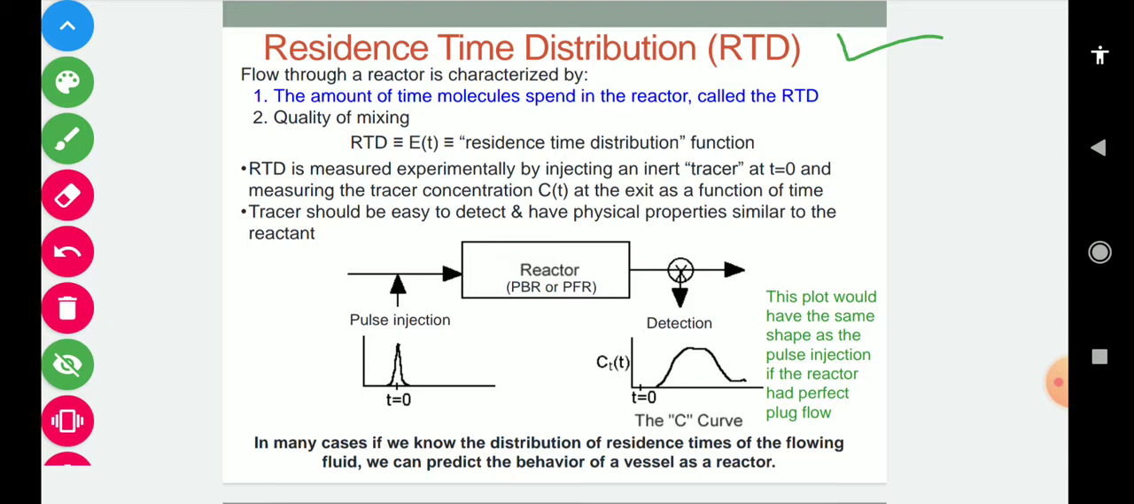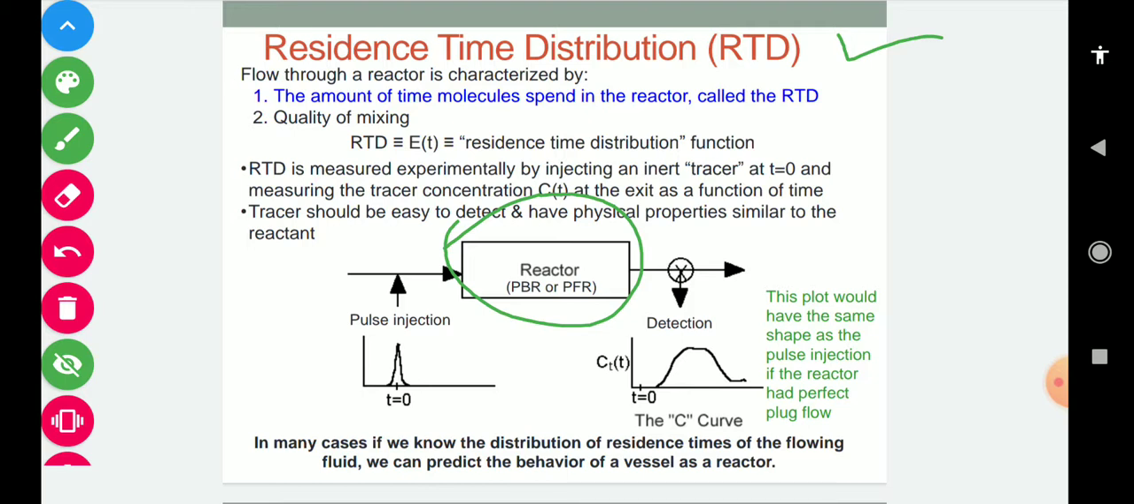RTD is measured experimentally by injecting an inert tracer at time t equal to 0 and measuring the tracer concentration, denoted by C(t), at the exit as a function of time. That tracer should be easy to detect and have physical properties similar to the reactant. There are different methods of injecting tracer: we can give a pulse input, a step input, a sinusoidal input, or many other methods.